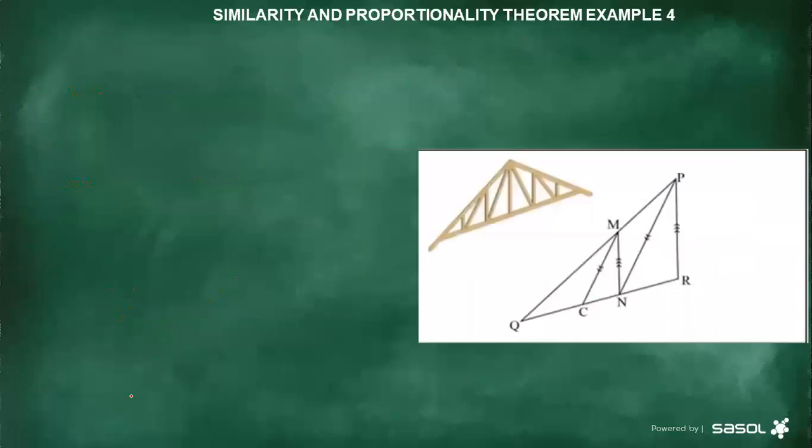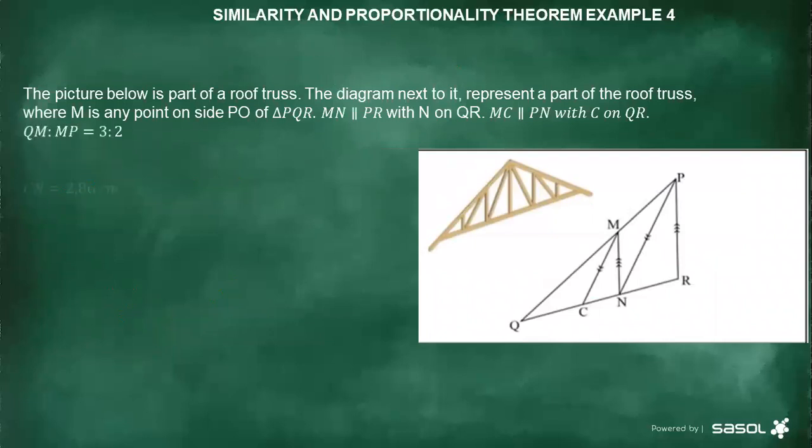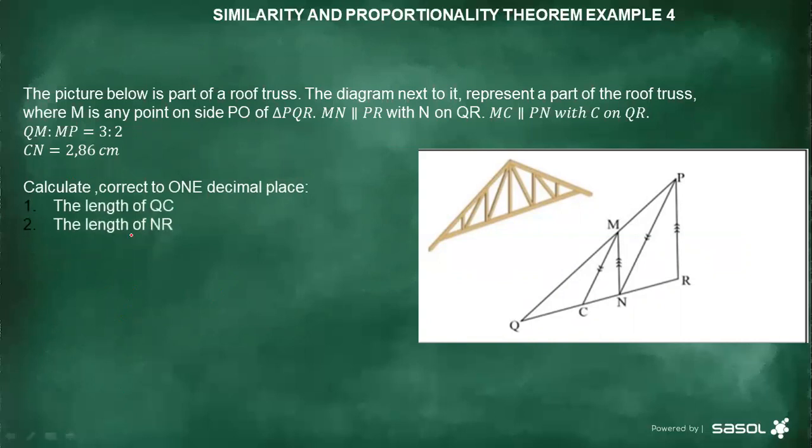And then the other question: the picture below is part of the roof truss. You can see there is a roof truss there. The diagram next to it represents a part of the roof truss where M is any point on the side PQ of triangle PQR. MN is parallel to PR with N on QR. MC is parallel to PN with C on QR.